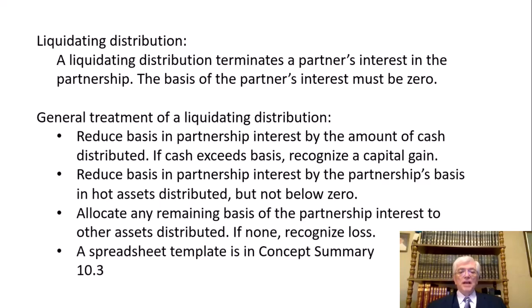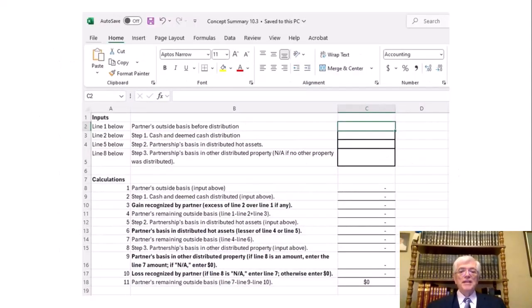We have another spreadsheet. It's in Concept Summary 10.3. It's very similar to what we saw in Concept Summary 10.2 for non-liquidating distributions. Similar, but not the same. We'll see that there are differences. So there is the spreadsheet. We have the same four inputs, and they're exactly what they were before. Partner's outside basis before anything happens. Then the cash and deemed cash distributions, the hot asset distributions, and the basis in any other distributed property.